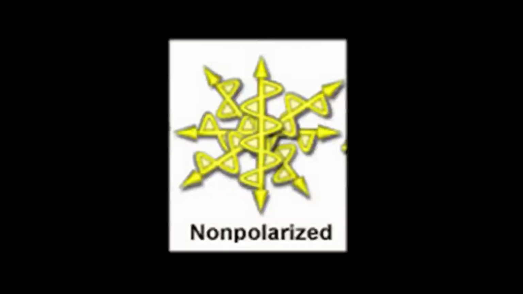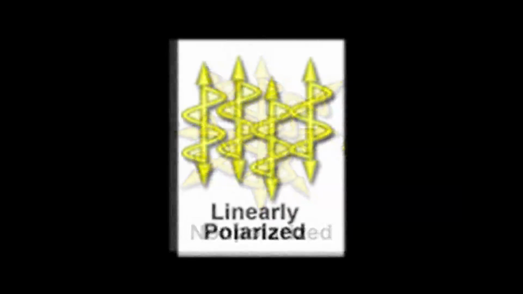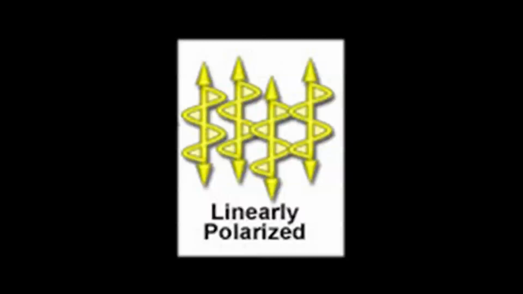Now, the fourth category of light is whether light is traveling in all directions and vibrating in all directions. This is what we call non-polarized light. Polarized light, on the other hand, the waves, especially the electric component of the wave, vibrate in a single direction.